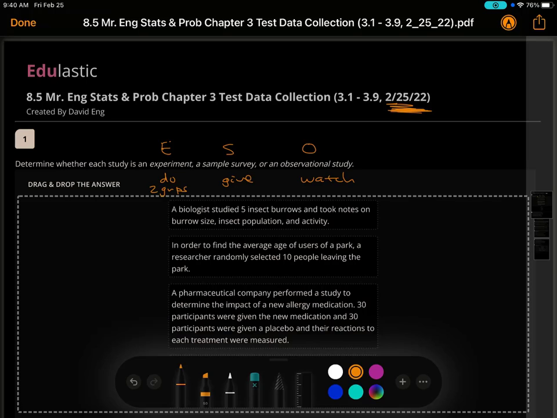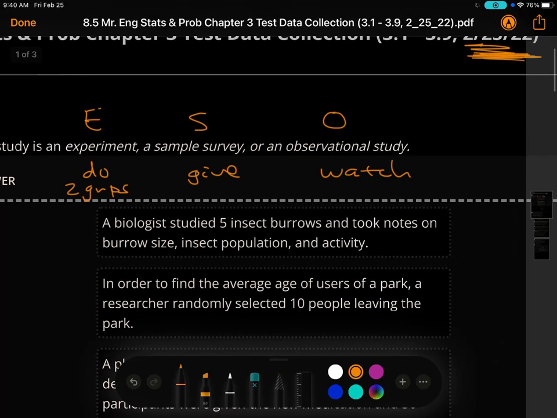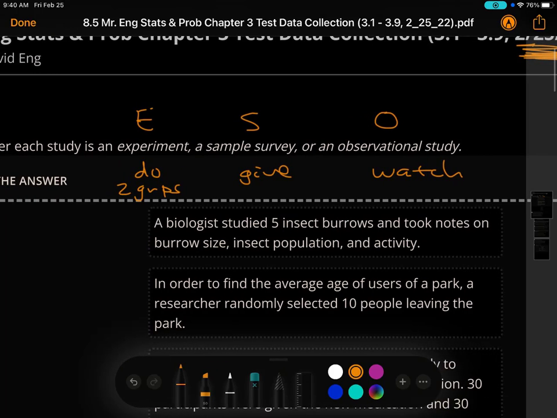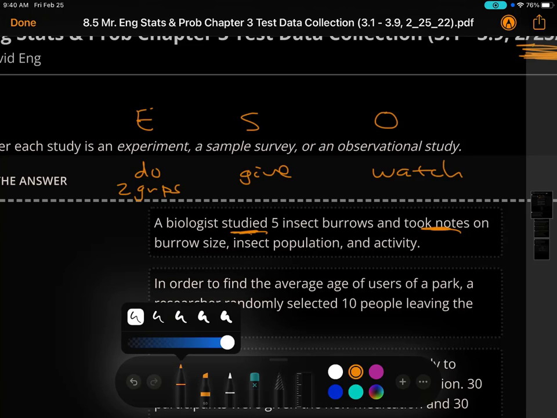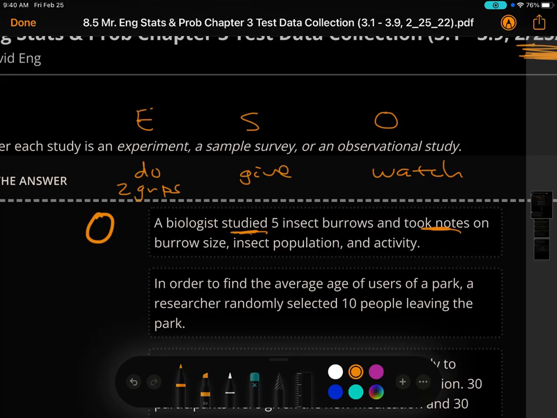So a biologist studied 5 insect burrows and took notes on their burrow size, insect population, and their activity. So what are they actually doing here? Are they doing anything? They're studying them, they're just taking notes, they're just watching. So this would be an observational. Make this super thick. O for observational.